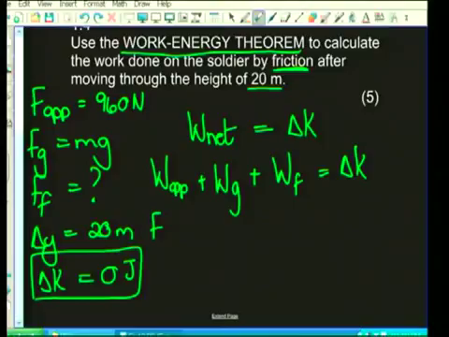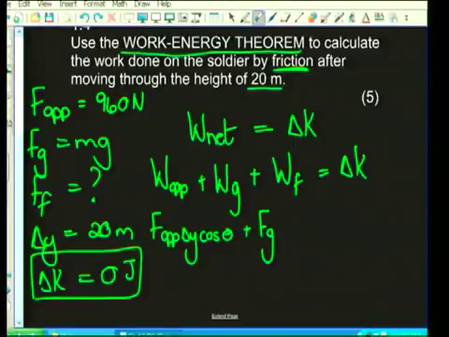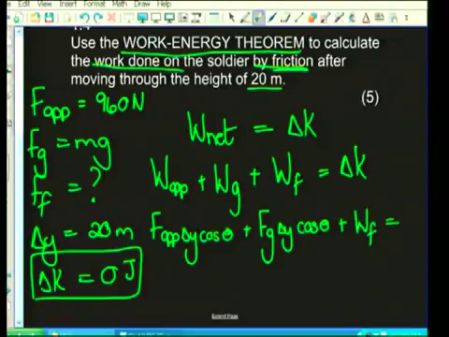So applied force means that we're going to go F applied times delta y cos theta. Don't forget the theta. We're going to do the same with Fg. Delta y cos theta. Watch what I'm doing here. I'm going to leave out this one, because we want work done by friction, so I don't actually have to work out friction. So I want WF, and delta K is 0.